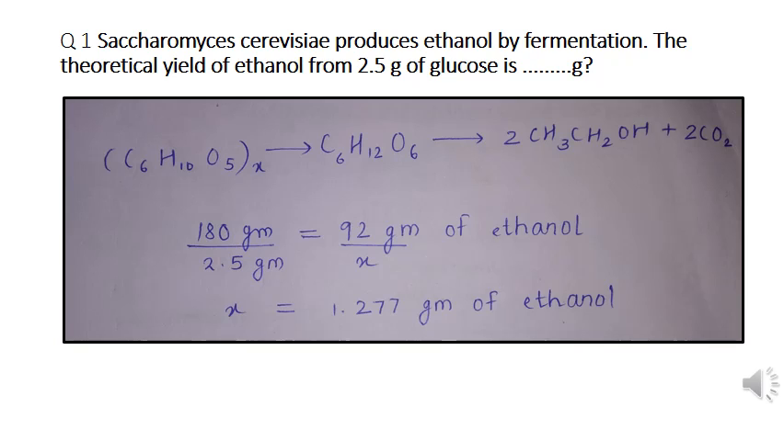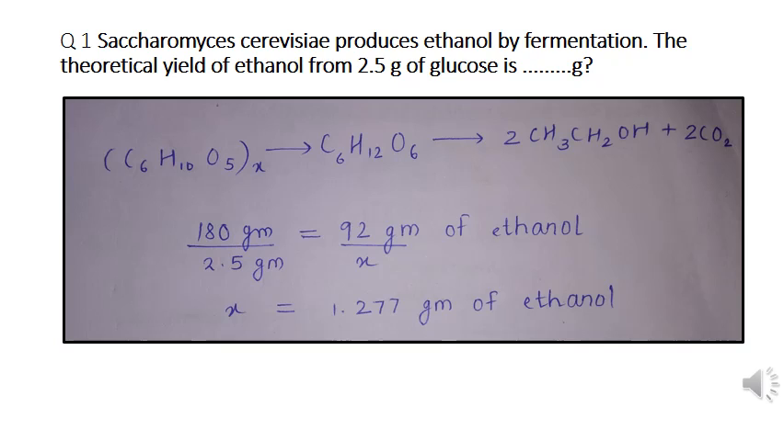So here in the question, it's been said that Saccharomyces cerevisiae produces ethanol by fermentation, and we know fermentation is a type of anaerobic respiration where the glucose is broken down into ethanol and carbon dioxide. So for this question, you will need to have an understanding of the basic balanced equation for the whole reaction.